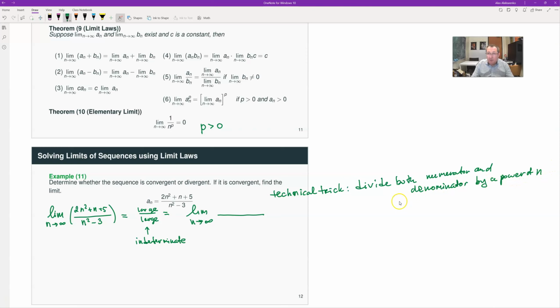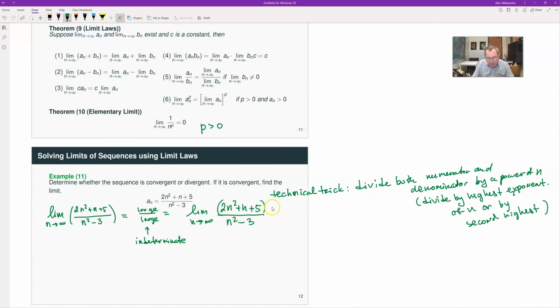What is the power? Well, that goes with the convenience. A good rule of thumb is divide by the highest exponent of n. In some cases, it is better to divide by the second highest, depending on what the limit is. So in this case, it would be constructive to divide by the highest exponent of n. So here we go. I divide the numerator by n squared and the denominator by n squared.